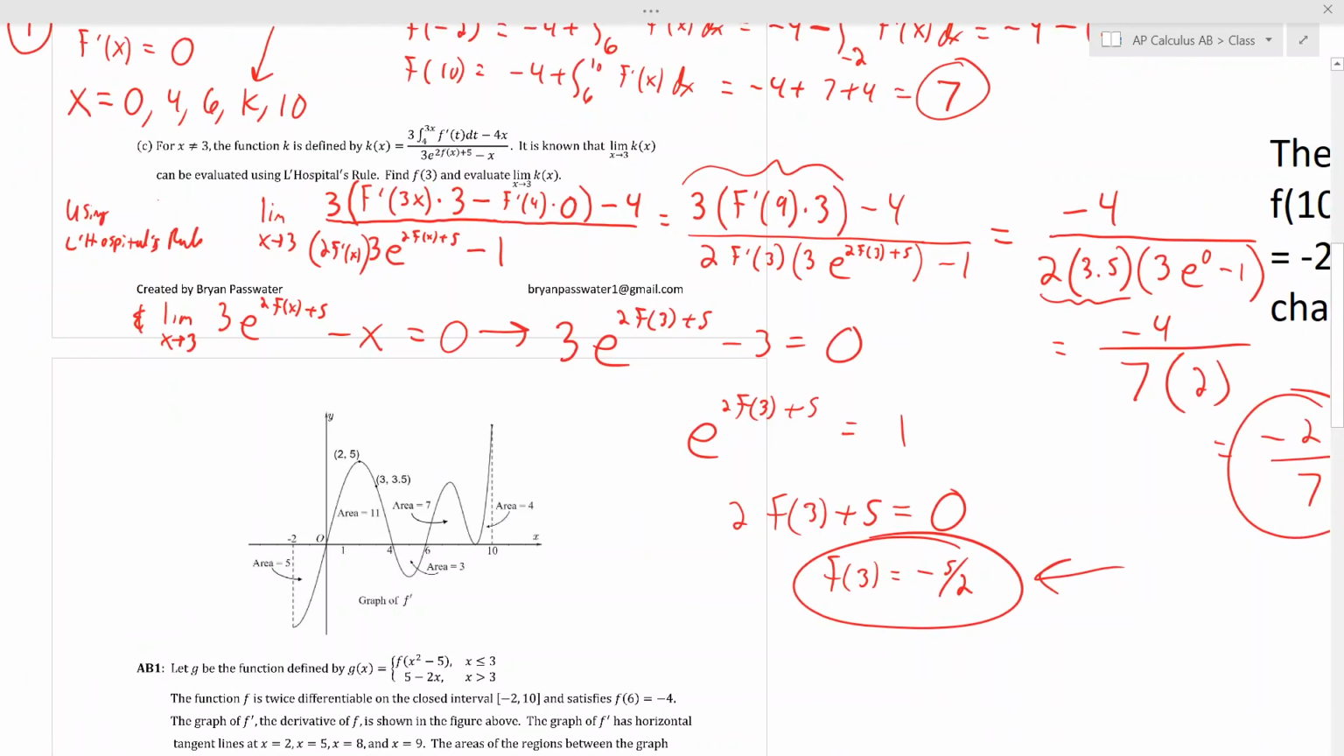So anyway, even with that being said, I think that question was a whole lot more involved than anything you're going to see. I hope all the pieces make sense.